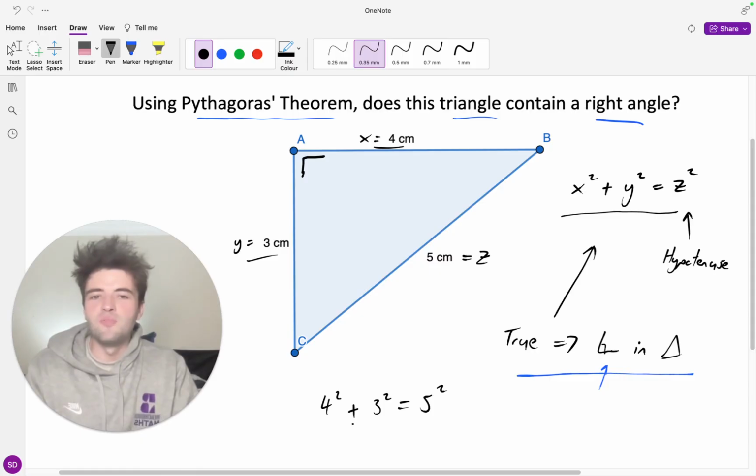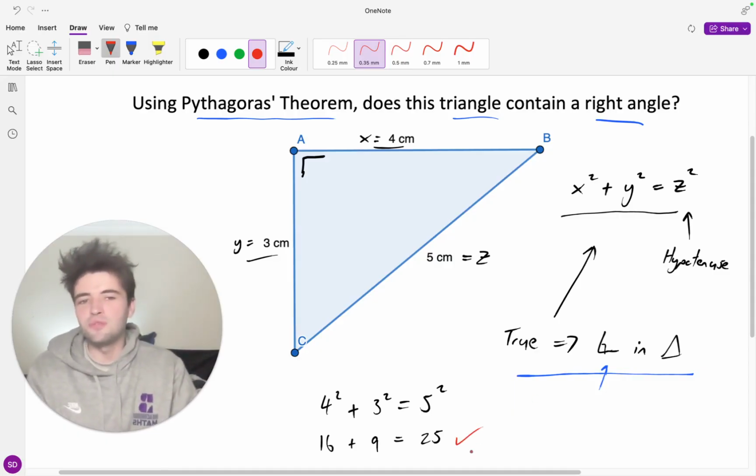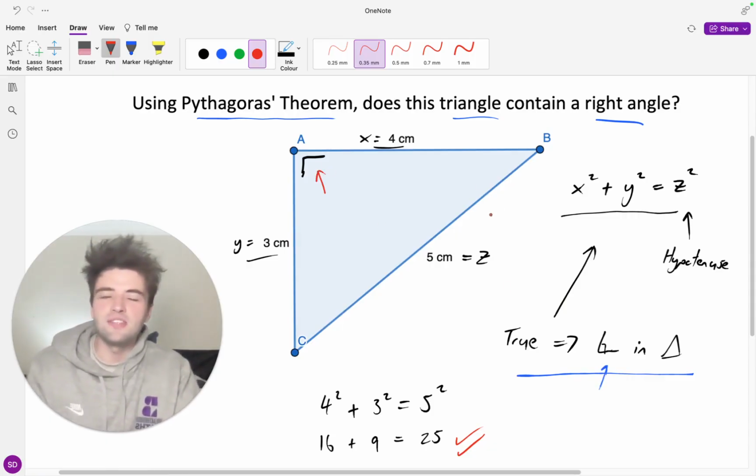Now we can just simplify our numbers. So 4 squared is 16, so we're going to have 16 at the start, and then 3 squared is going to be 9, and then 5 squared is going to be 25. And this is true. 16 plus 9 is equal to 25. And so this triangle is right angled, and we can say that the right angle is going to be opposite the hypotenuse, which is up in the top left corner here. And so that is going to be it for this question.